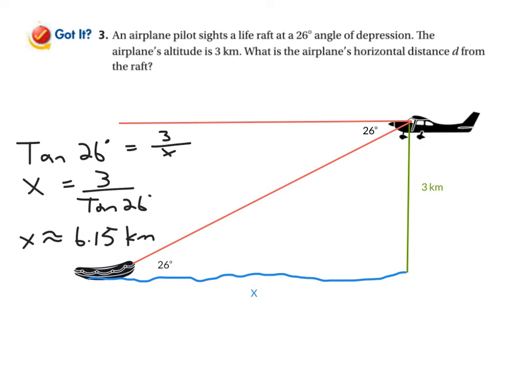6.15 doesn't say where to round it off. If it did, we could maybe say approximately 6.2 kilometers. Whatever. That is your answer.